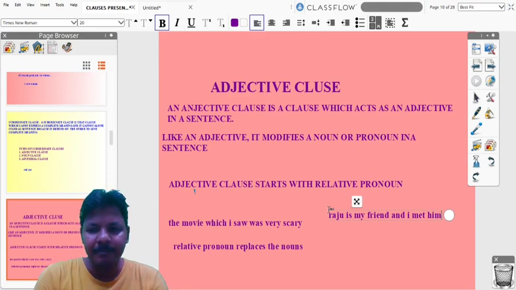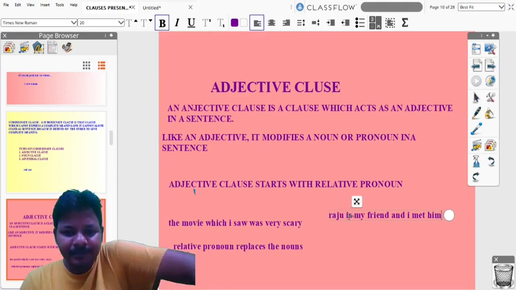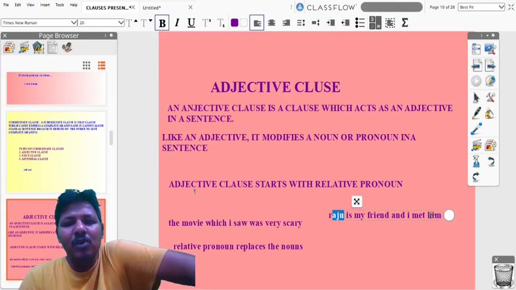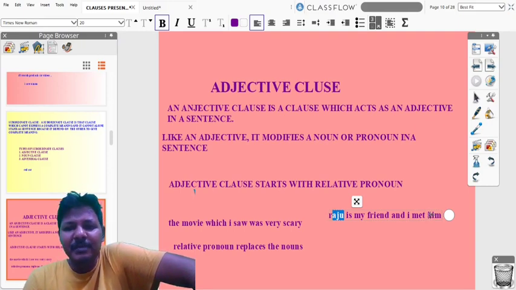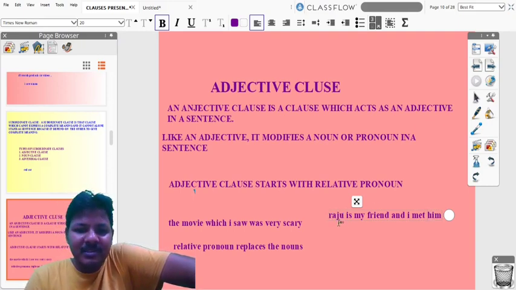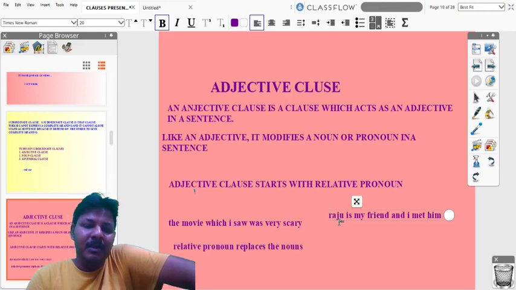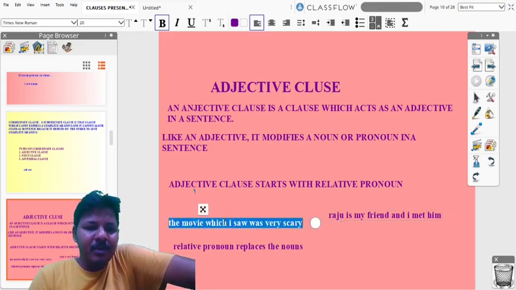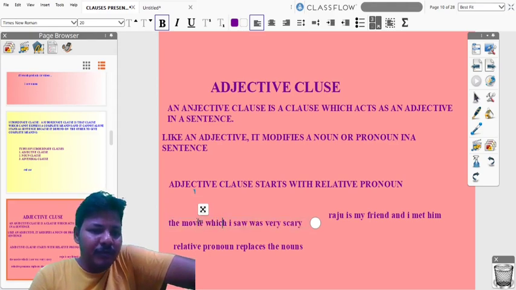I met him. So here Raju is the noun, friend. In the second sentence, him is the pronoun, friends. In the second sentence, we didn't use the noun Raju again. Instead of the noun, we use pronouns, which means here pronouns replace the nouns, friends. In the same way, adjective clauses also modify the nouns and talk about the nouns, friends.